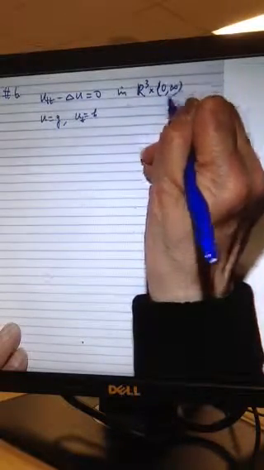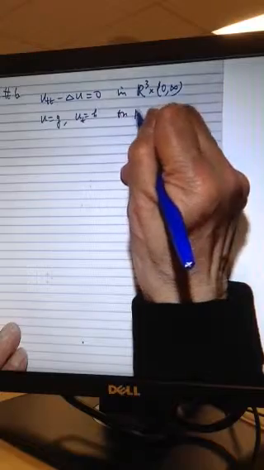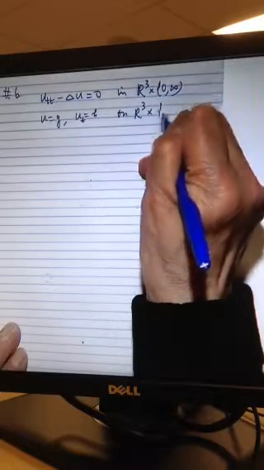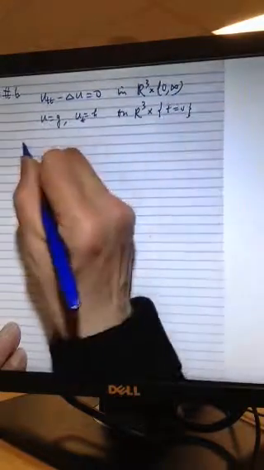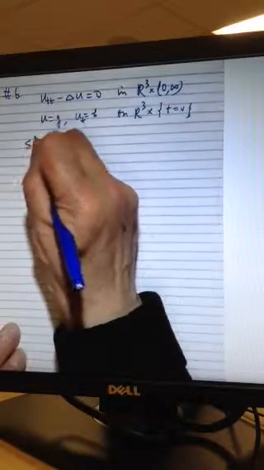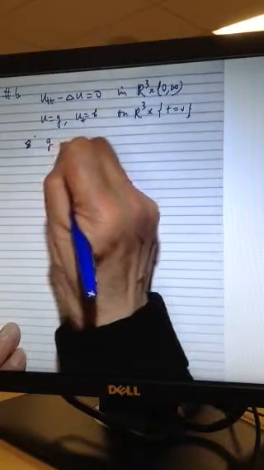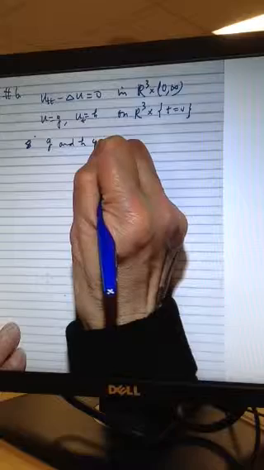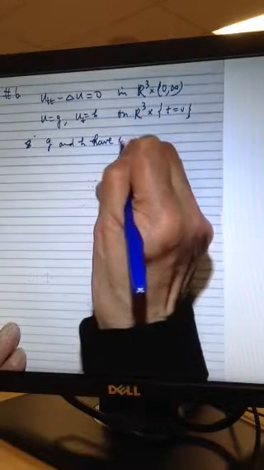0 infinity, R3, t equal to 0. So they want us to show G and H have compact support.